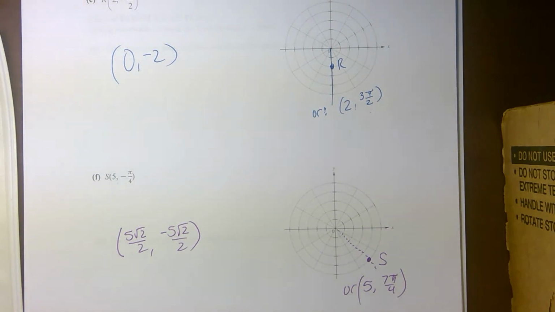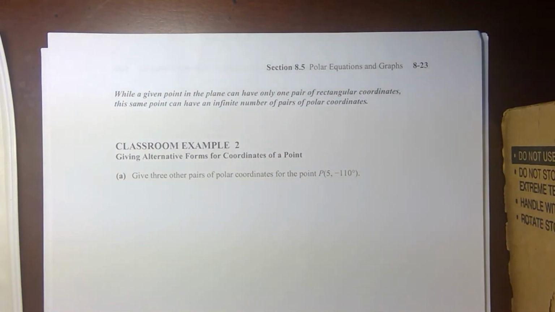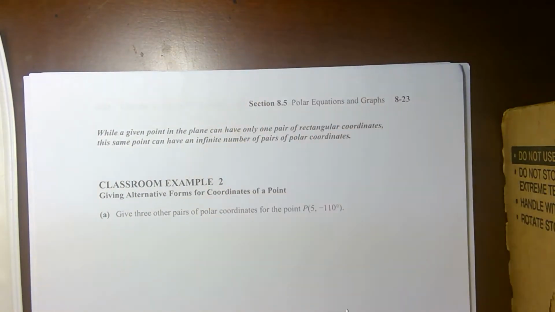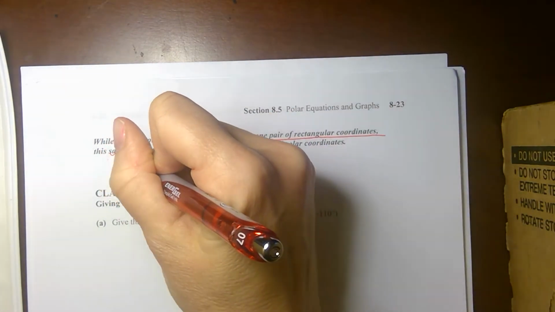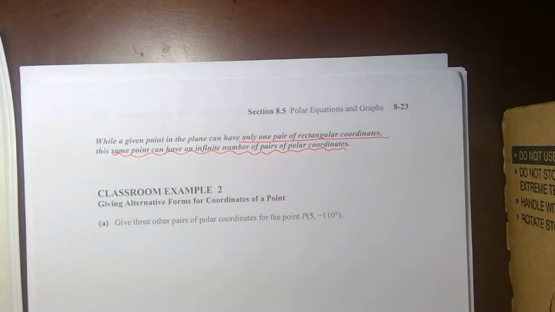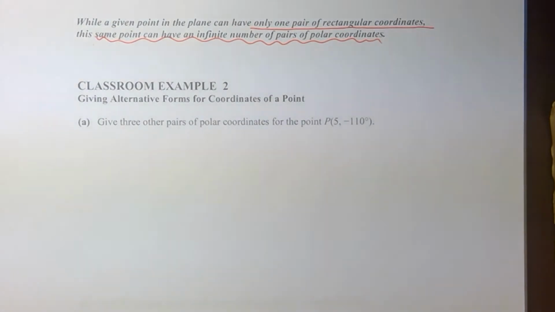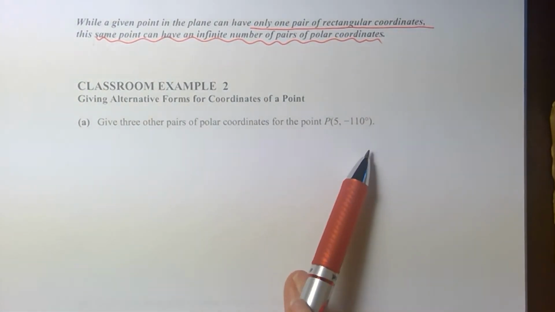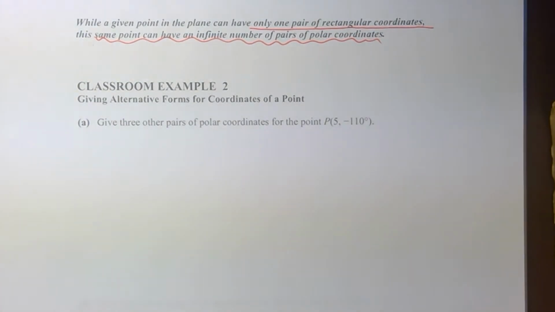The last example that we worked through, we have four times to practice it, but it's what we've already been doing. This is not new. This is exactly what we've been doing. While a given point in the plane can only have one pair of rectangular coordinates, that same point can have an infinite number of pairs of polar coordinates. This is where this section formally introduces that concept. We've already been doing this. It says give 3 other pairs of polar coordinates for this point. P is at (5, -110°).